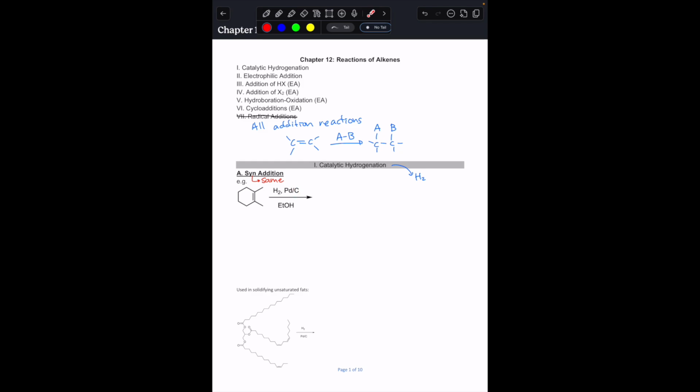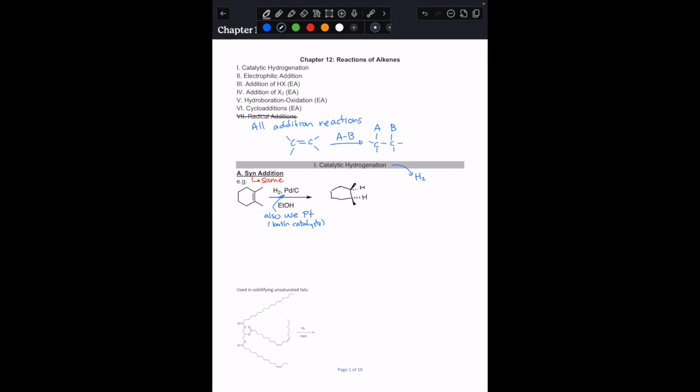I might also point out that in the textbook you might see the use of platinum catalyst. Either way, these are both catalysts. And the product is going to have the two hydrogens added from the same side. So maybe we could draw it like this.